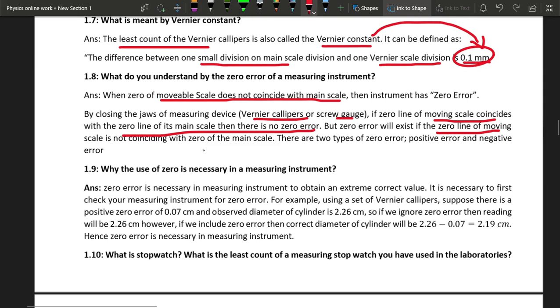So there are two types of zero error: positive zero error and negative zero error. We already explained these errors in the screw gauge and Vernier caliper lectures. You can review these lectures for more detail.